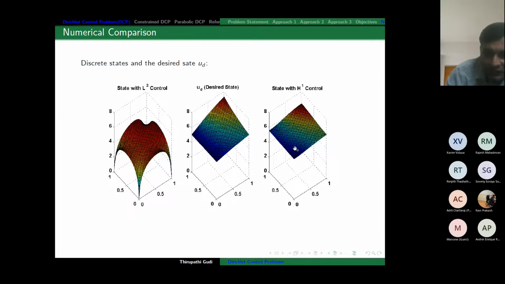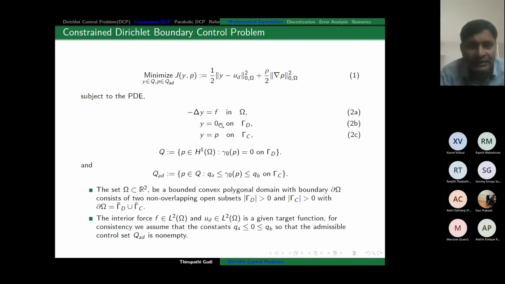desired. Whereas if you use the H^1-kind of control, energy space controls, what will happen is that you're getting nicely close to the desired state. So let us discuss our approach.